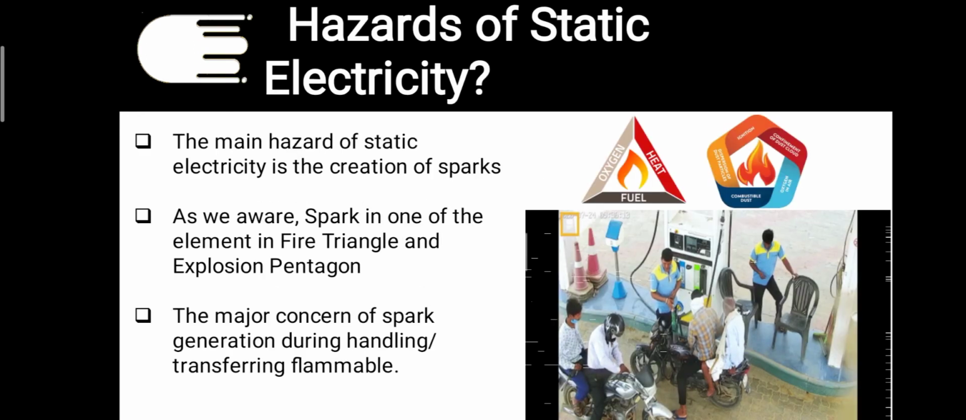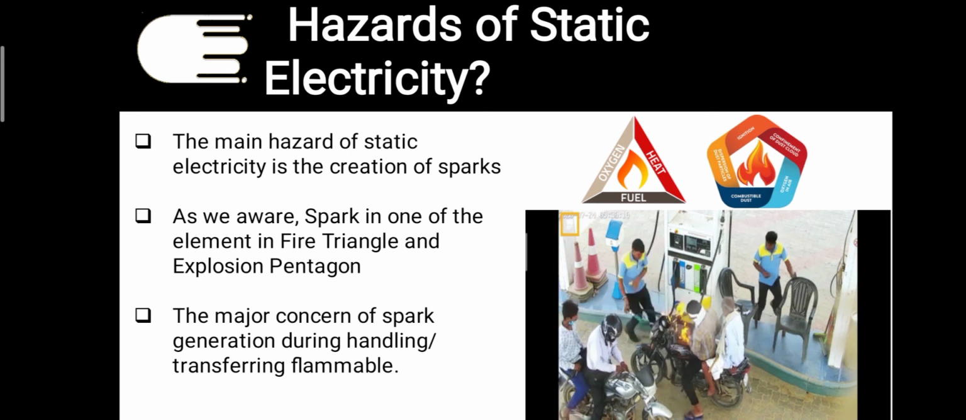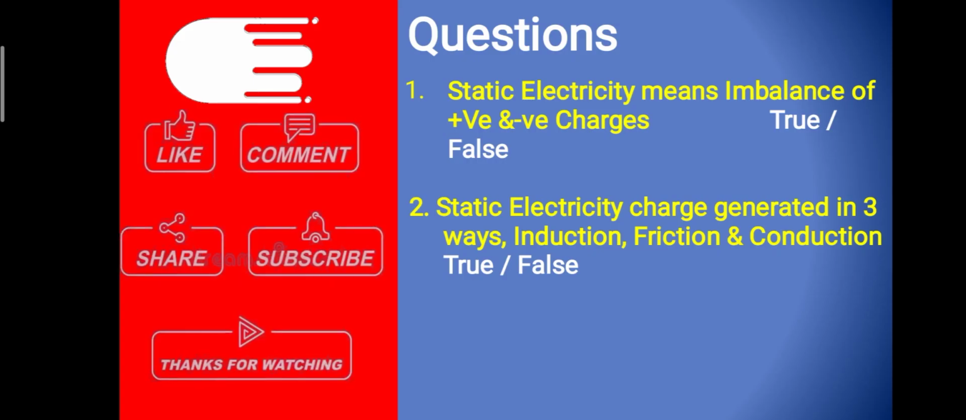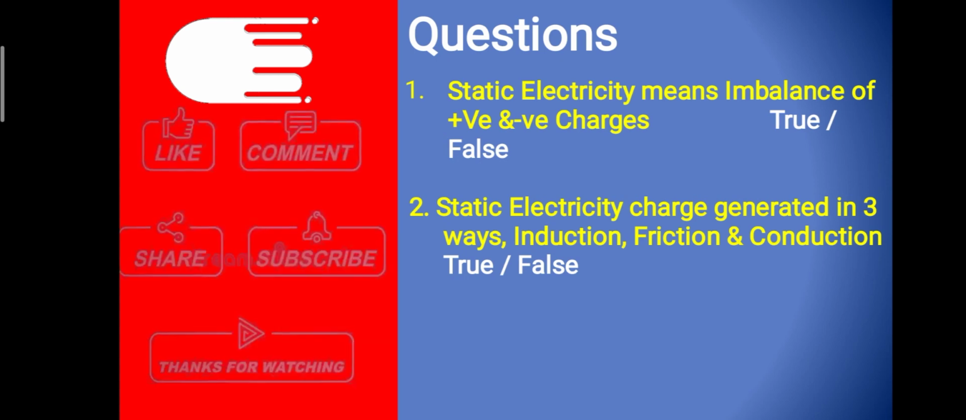The main hazard and worrying part with respect to static is that it can create sparks, and as we all are aware, a spark is one of the three elements in the fire triangle, and the same spark is one of the five elements in the explosion pentagon. We can discuss static control measures in detail in the part 2 session.